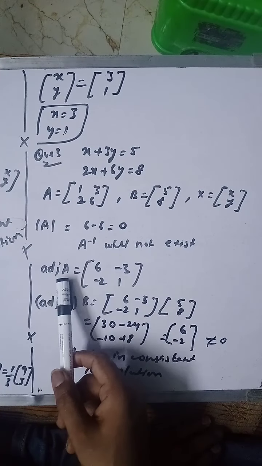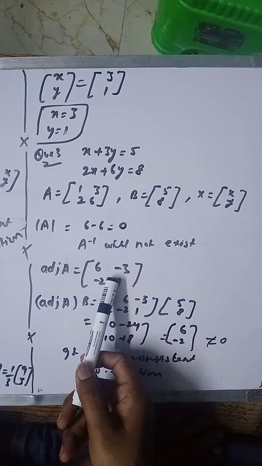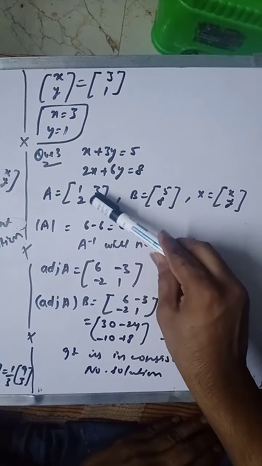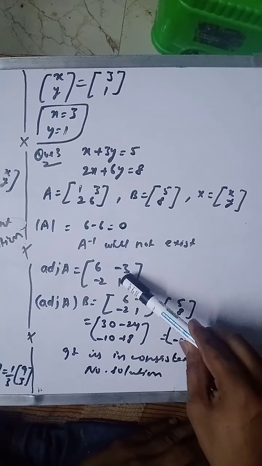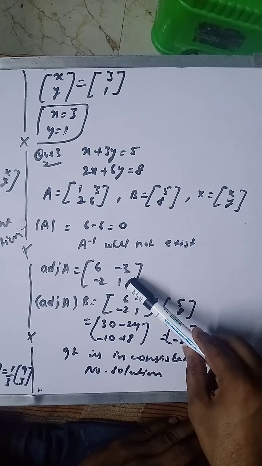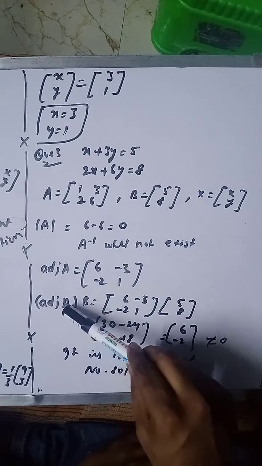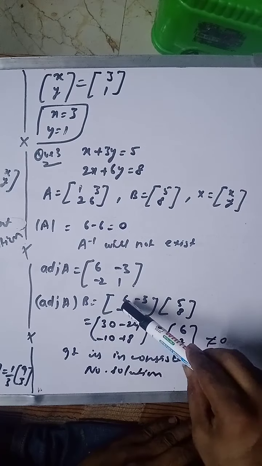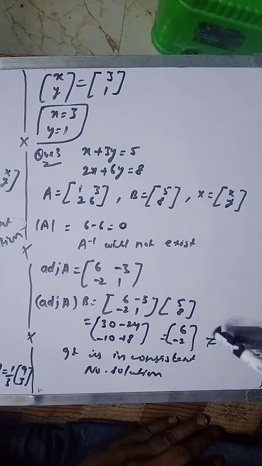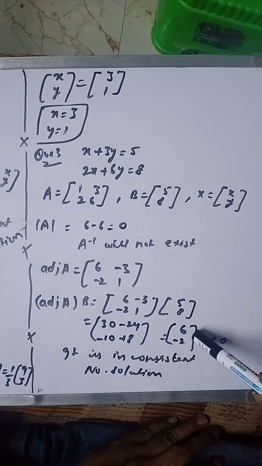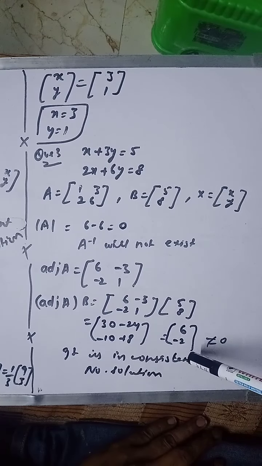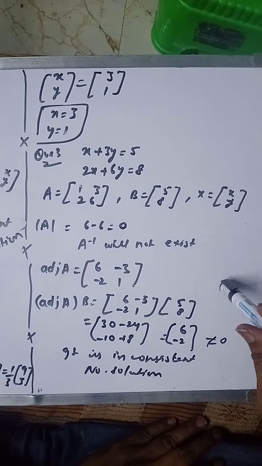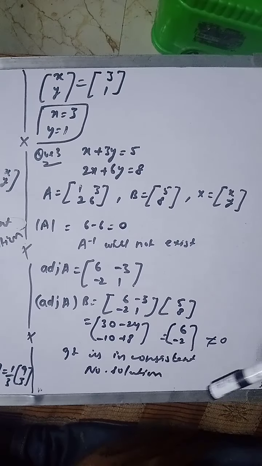So you have to find adjoint A. Your adjoint A will be this. Interchange these two positions and change the sign of these elements. That's it, you will get adjoint A. Now find the product of adjoint A into B. The product is coming 6, -2 matrix, which is not equal to 0. So it is inconsistent. The system is inconsistent and it has no solution.